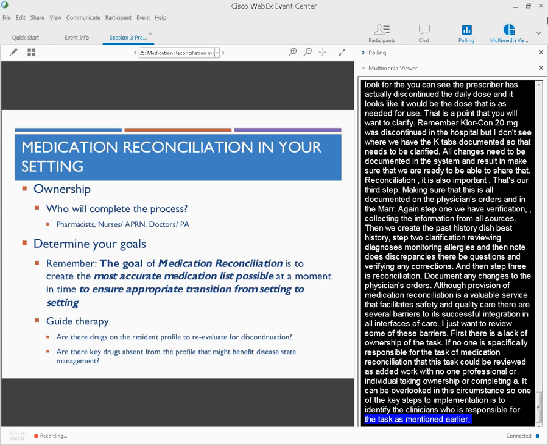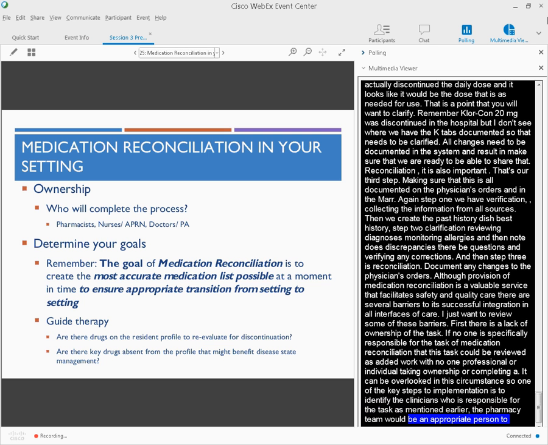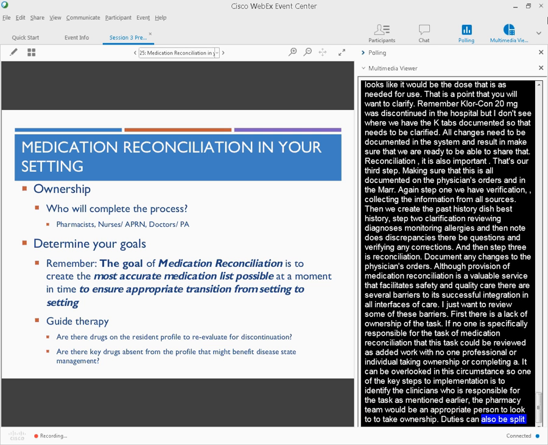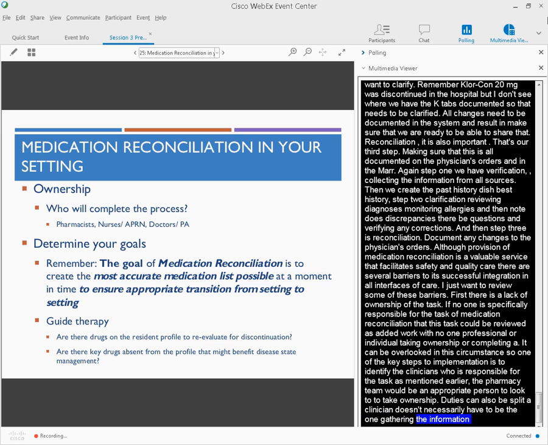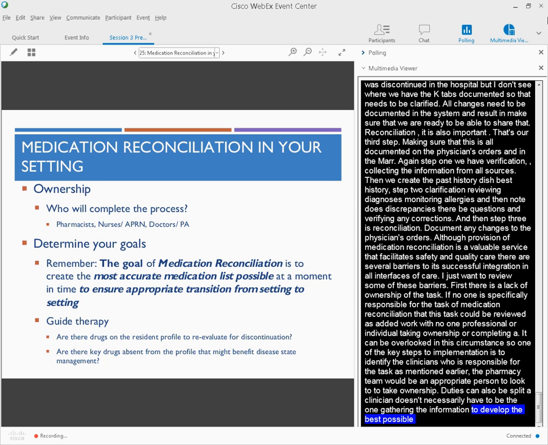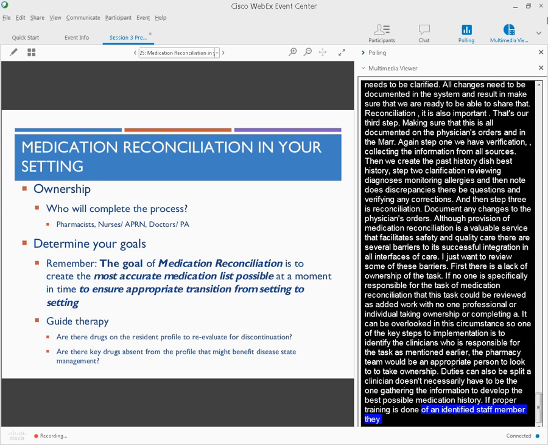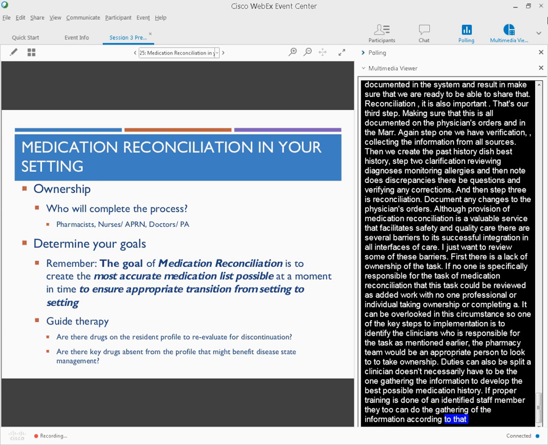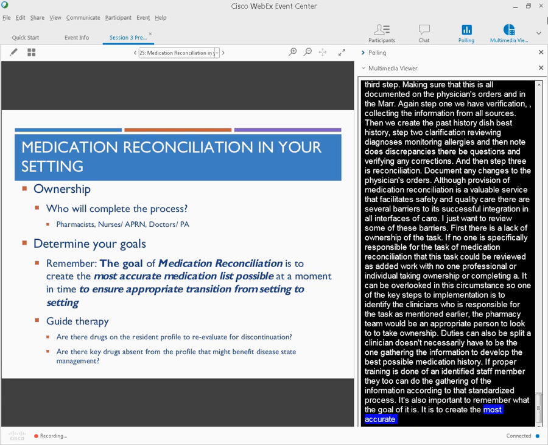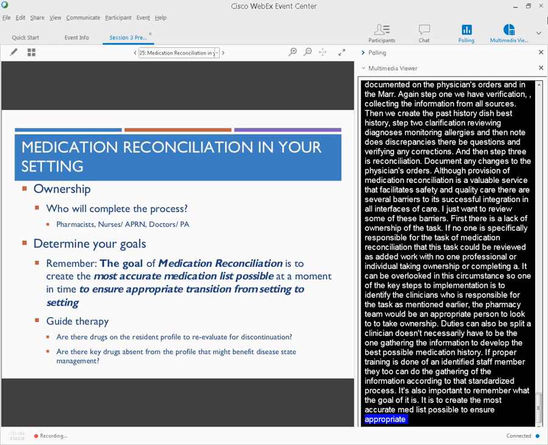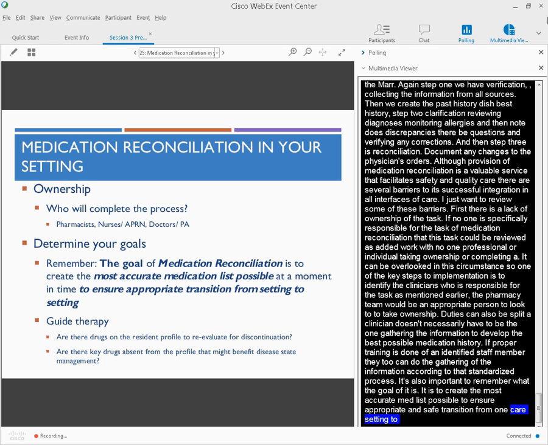But duties can also be split. A clinician doesn't necessarily have to be the one gathering the information to develop the best possible medication history. If proper training is done of an identified staff member, they too can do the gathering of the information according to that standardized process. It's also important to remember what the goal of MedRec is. And it's really to create the most accurate med list possible to ensure appropriate and safe transition from one care setting to another. So communication is key, handoff is critical.